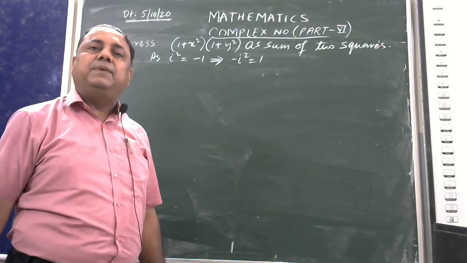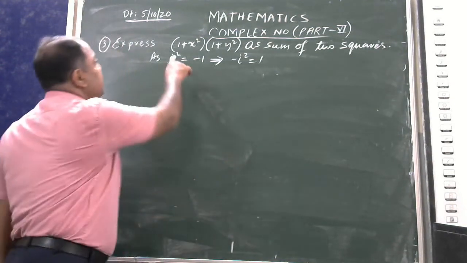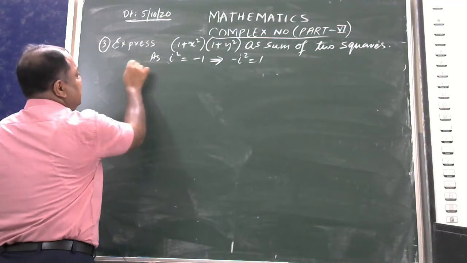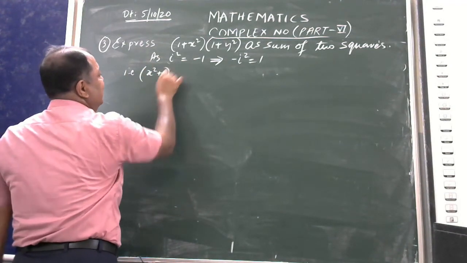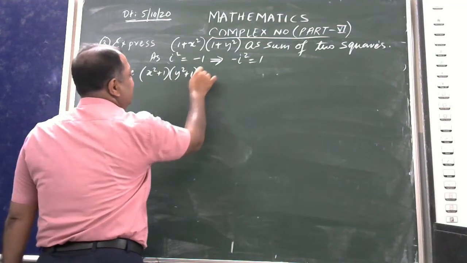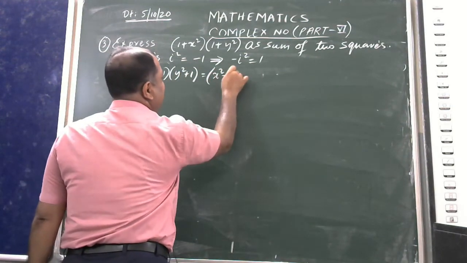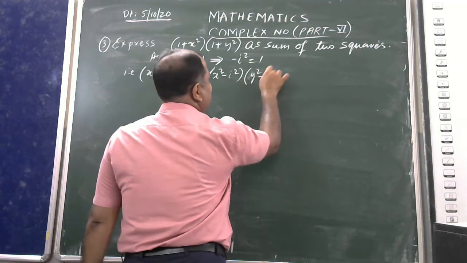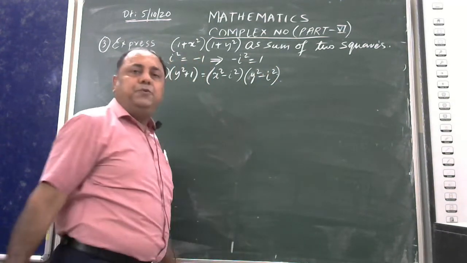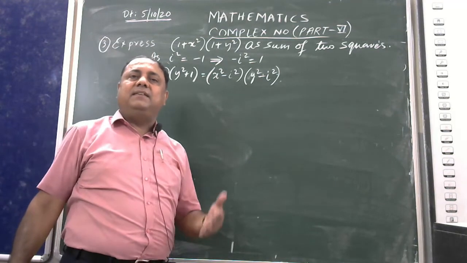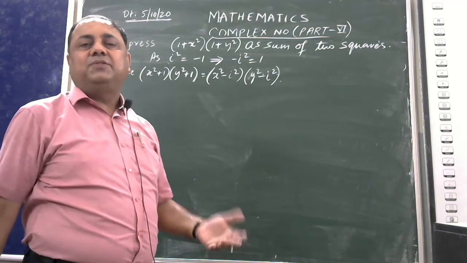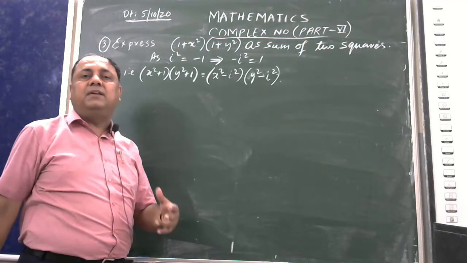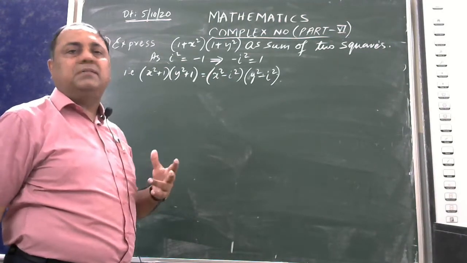Therefore, minus i square is equal to 1. I replace both these 1 by minus i square, that is x square plus 1, y square plus 1 is x square minus i square into y square minus i square. If you start the problem correctly, then your half problem is done. So initially, how you start the problem is very vital. You have to know how to start a given problem.